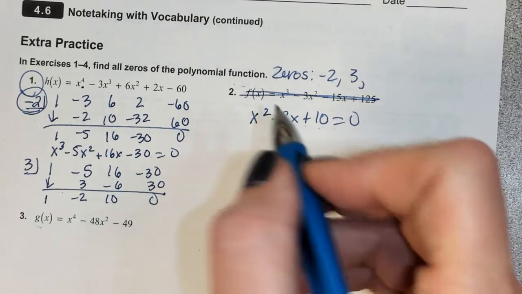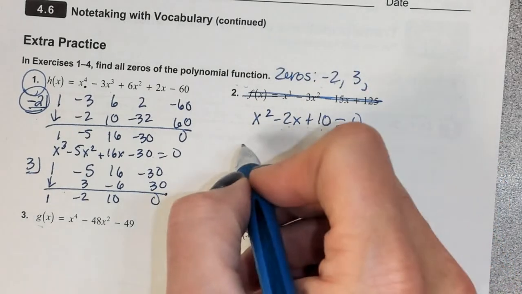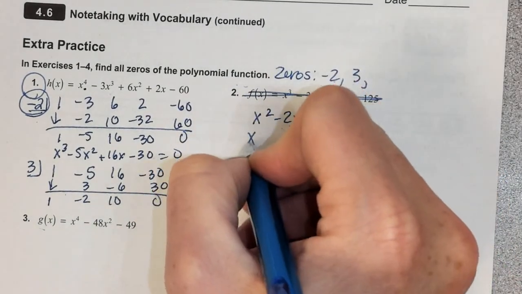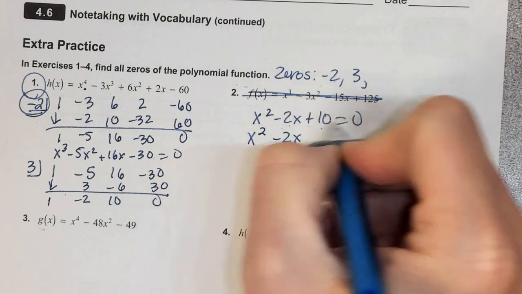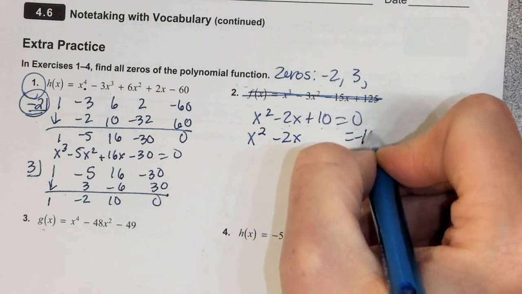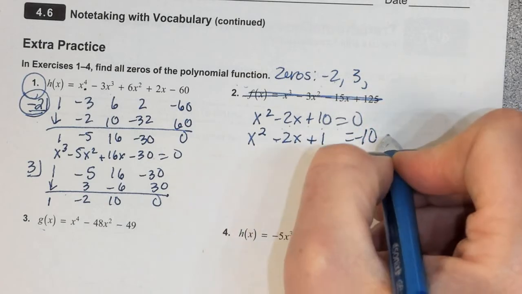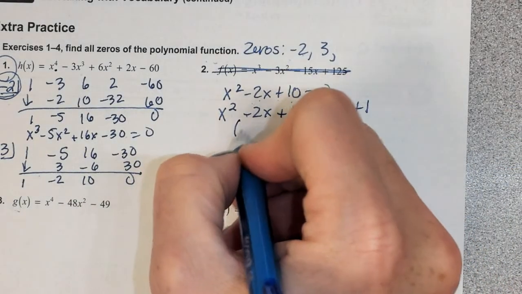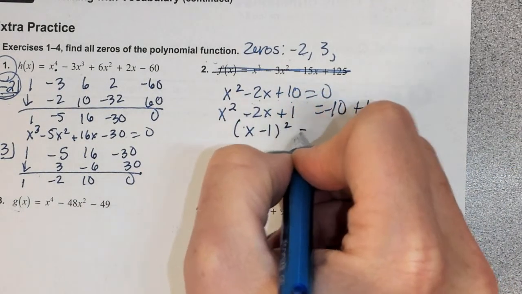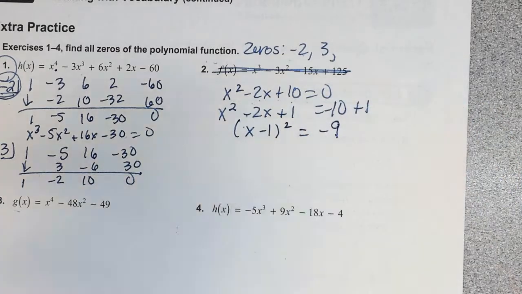Completing the square, great choice. I was thinking quadratic formula, but I actually prefer completing the square, so let's do it that way. We're going to take over the 10, it's going to become negative. We're going to take half of this and square it, both sides. This is x minus 1 squared. This is -9.